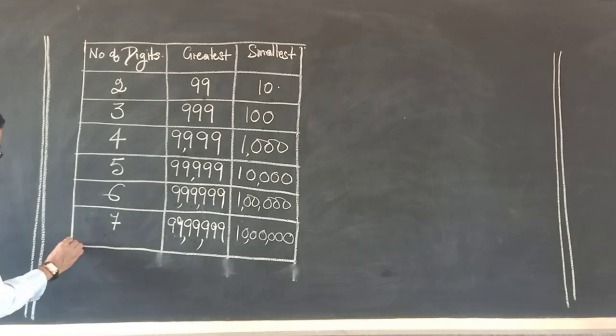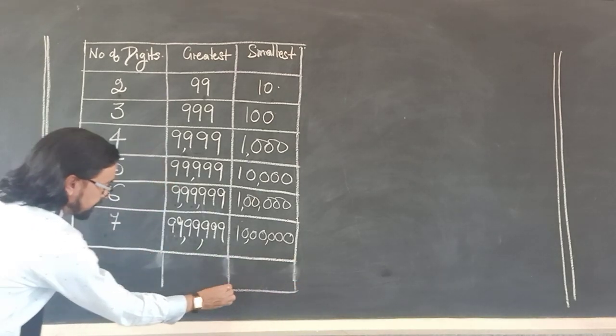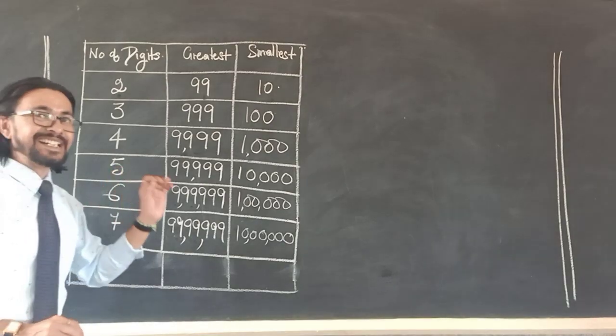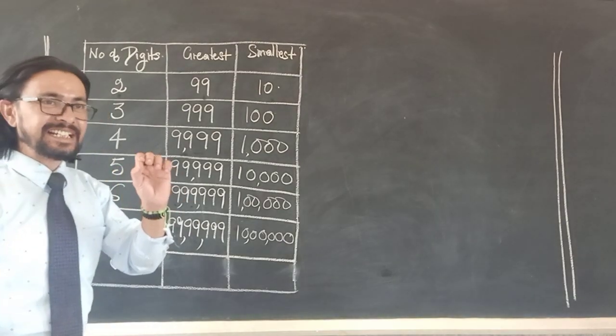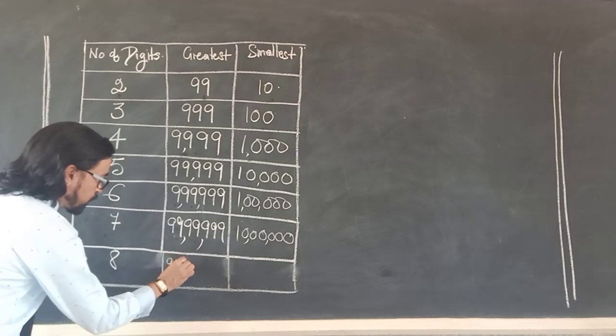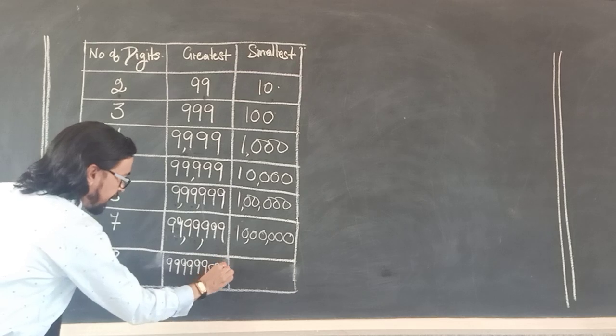Let's go one step ahead and make one for 8 also, since we have the space. So I will write 8, and now again I need to put 8 nines. So 9, 9, 1, 2, 3, 4, 5, 6, 7, 8, 9.